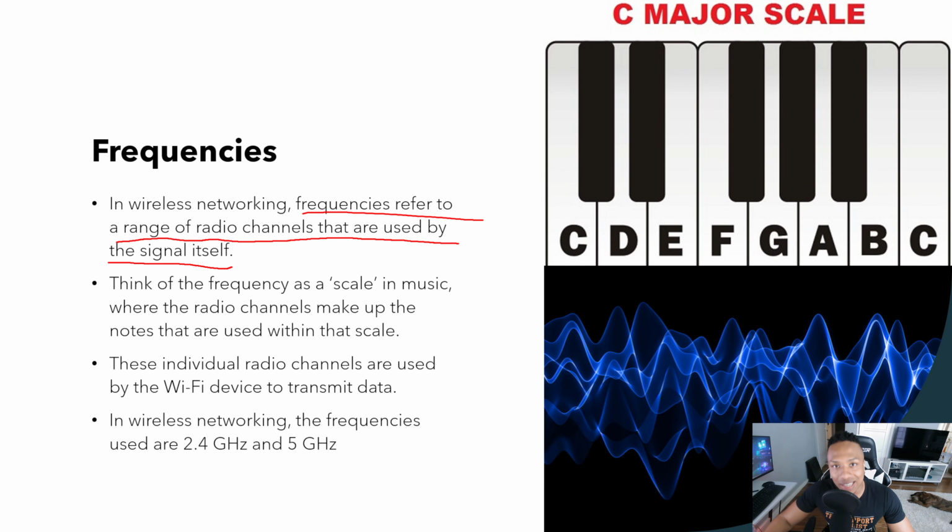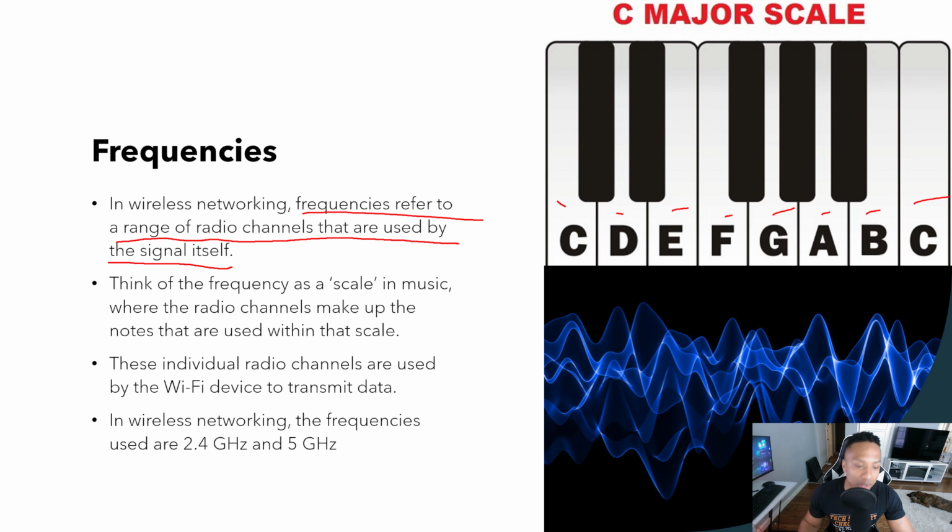I kind of like to think of frequencies as a scale in music. If you don't know music, my apologies for making this analogy. I don't want to make things more confusing. Pretty much in music, you have a scale. For example, the C major scale is made up of all these white keys: C, D, E, F, G, A, B, C. That creates the C major scale. When you play these notes, it's going to be the C major scale.